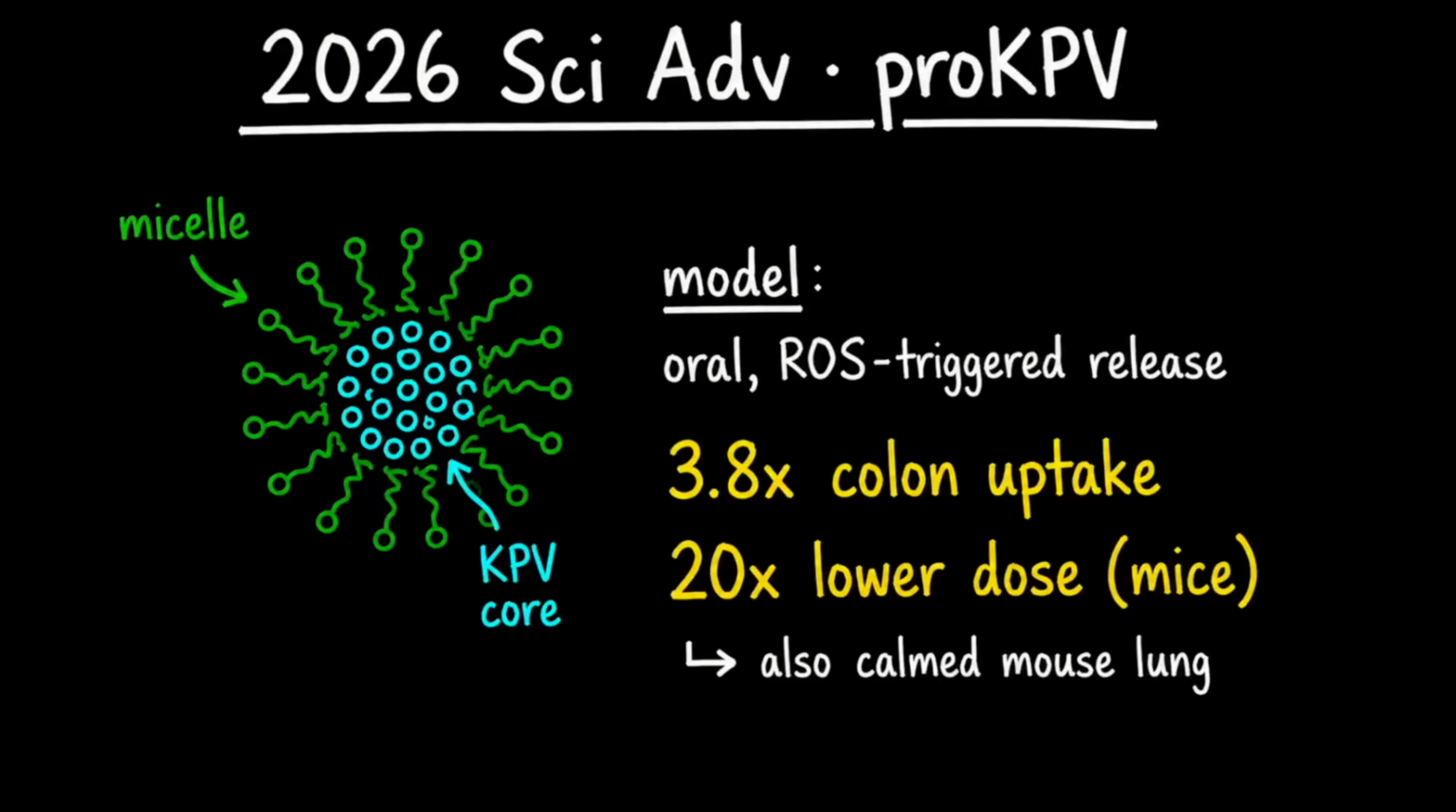And so in colitis mice, pro-KPV reached 3.8-fold greater colonic accumulation than free KPV and worked at a 20-fold lower dose. The same platform also accumulated in inflamed lungs and reduced injury in an acute lung injury mouse model. This is interesting, but it's still an engineered preclinical platform.